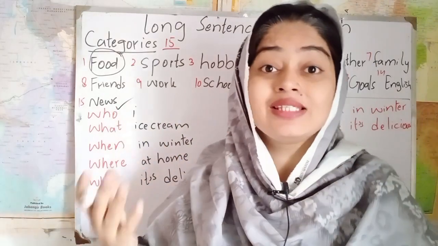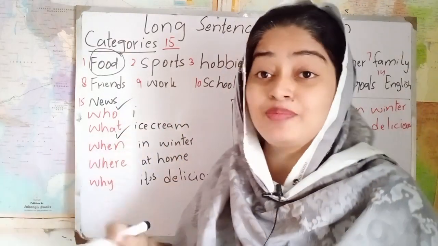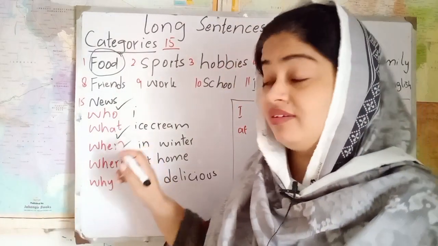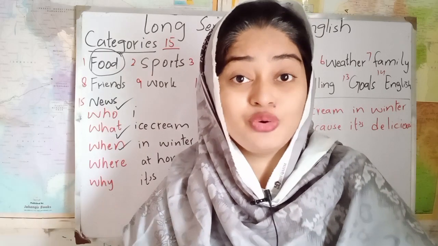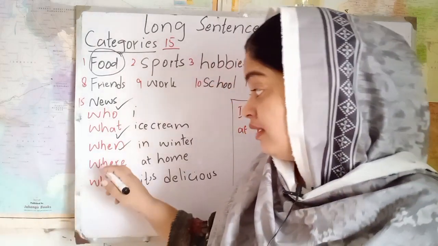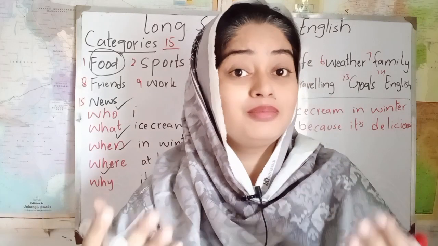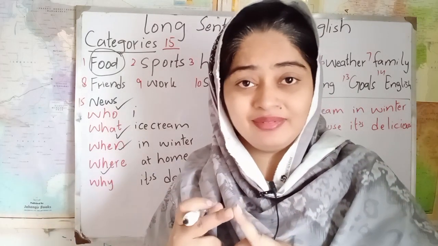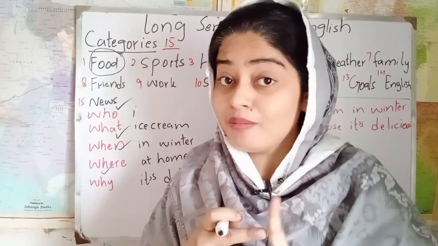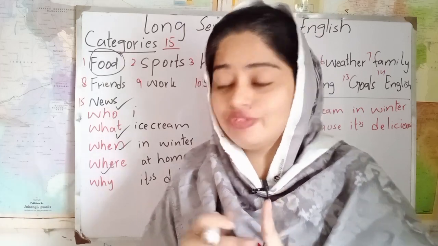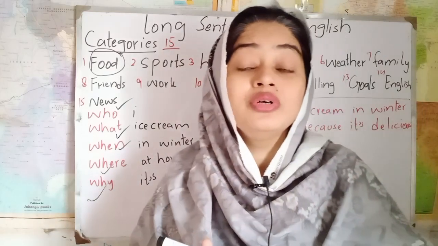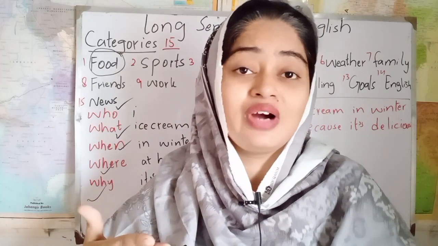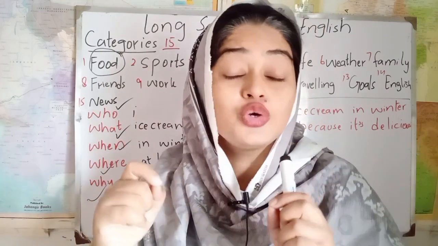Who, it means the person. What, it means the thing. When, it means time. You have to mention the time. Where, it means the place where you are going to do something. Person, then the name of the thing, time of the thing, and the place of the thing. Last one, why do you do that thing? These are the 5 W's, and with the help of these 5 W's you will give details to each category.